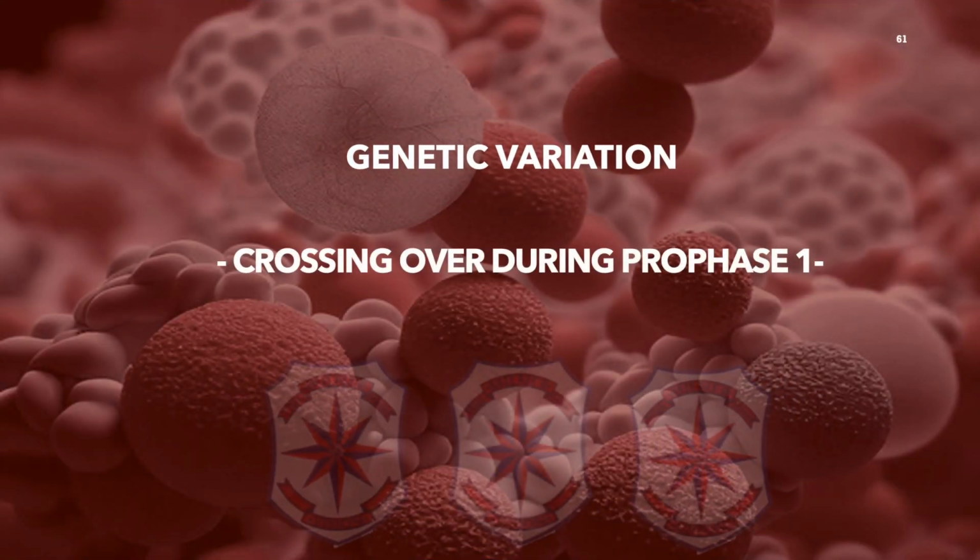Remember, guys, we said that there are 2 ways in which meiosis ensures genetic variation. The first way is crossing over during prophase 1. So we will be starting with crossing over during prophase 1, and then later on, we will move to a different way in which meiosis ensures genetic variation.